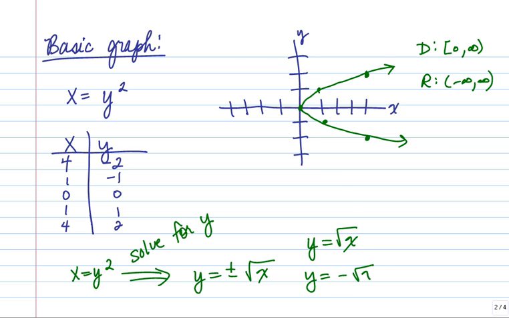Well, the square root of x is one of our basic functions, right? It is this piece right here. The negative square root of x is just a reflection through the x-axis, and that is this piece here. So together, those two make up x equals y squared.